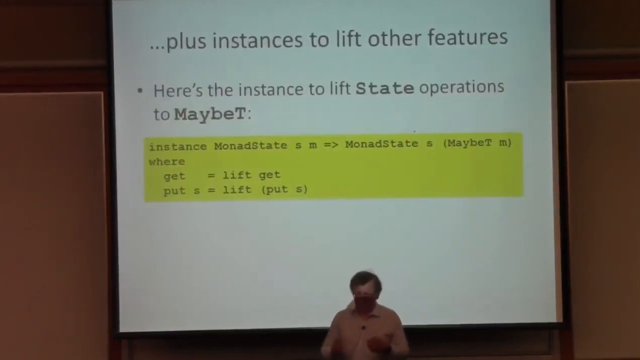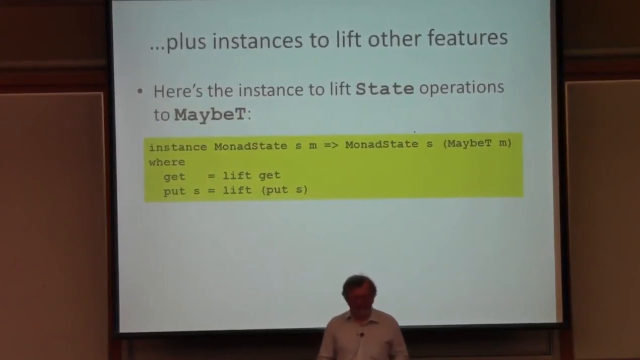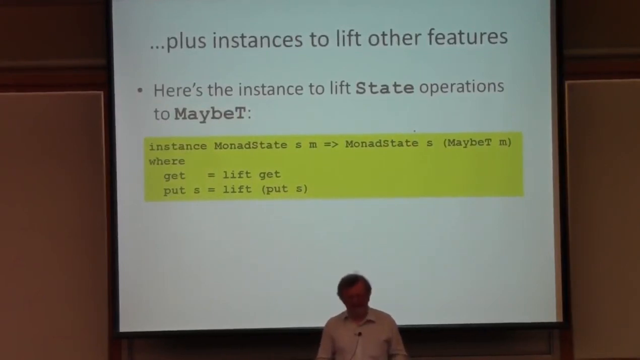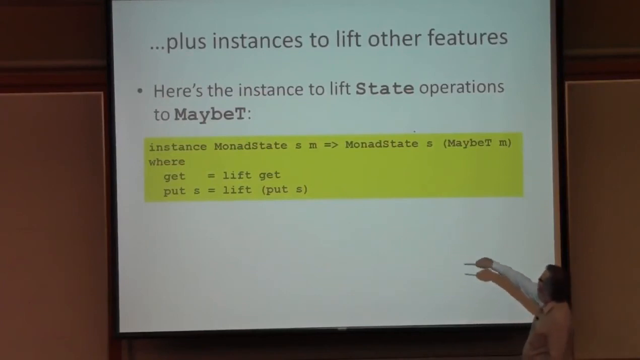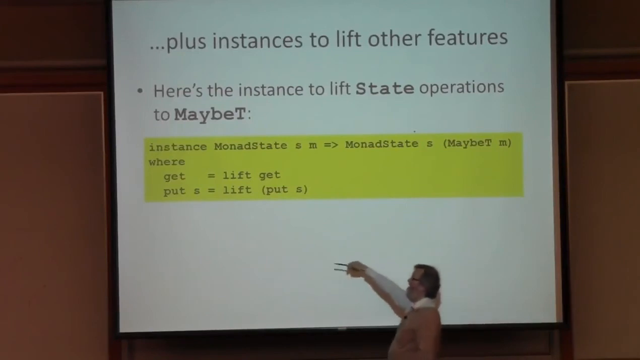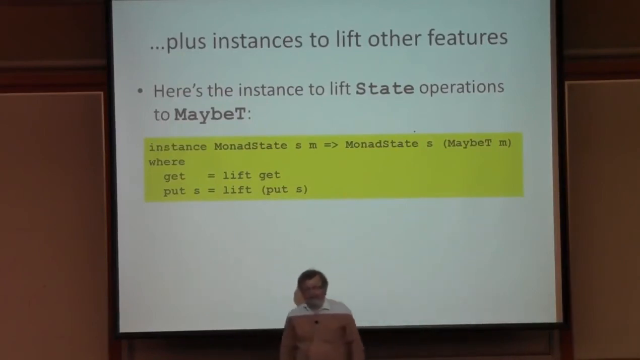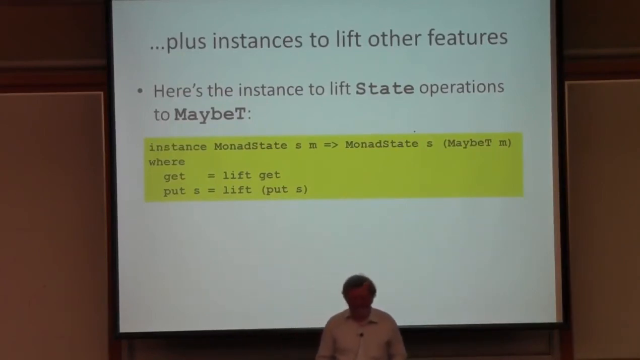And then, likewise, we would like to lift other features through the maybeT transformer. So the other feature that we've talked about is state. Can we lift the state operations from the underlying monad to maybeT m? Sure. We can just use the lift operation. And this is often the case, that all we have to do to write these lifting instances is use the lift operation of the monad transformer. So it's easy code to write.